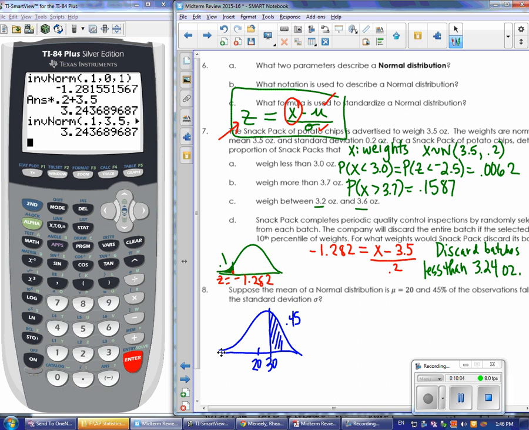I'm given the value of x this time. So here, let me rewrite the formula. I've got z equals x minus the mean over the standard deviation. So this time I know x, that's my 30. I know my mean, and I'm trying to solve for the standard deviation. So again, I've got to figure out the value of z, which I can do using my inverse normal operation. But remember, when I put the area in, I have to put in the area to the left.